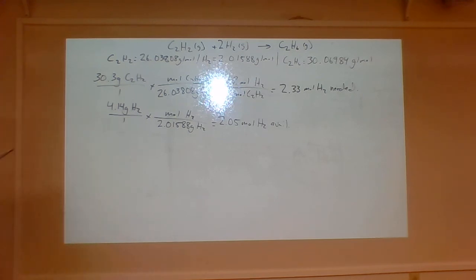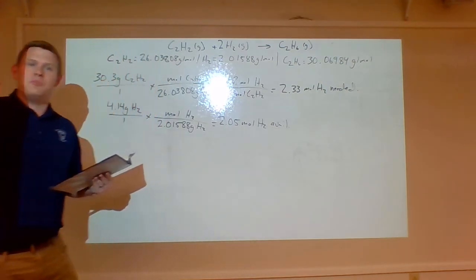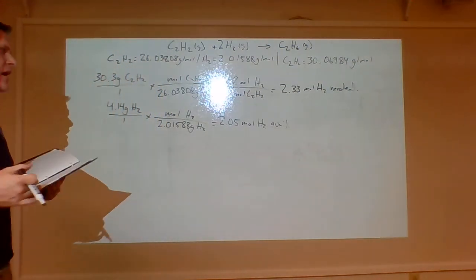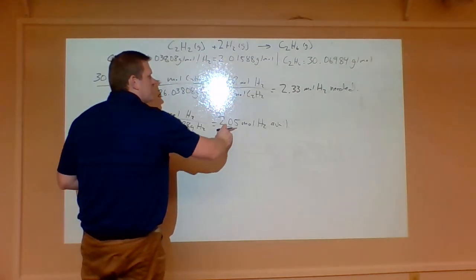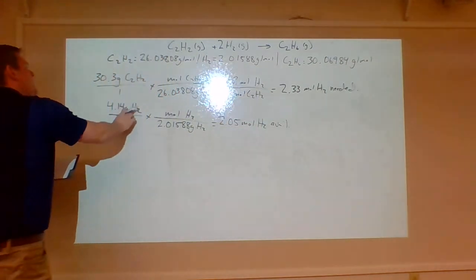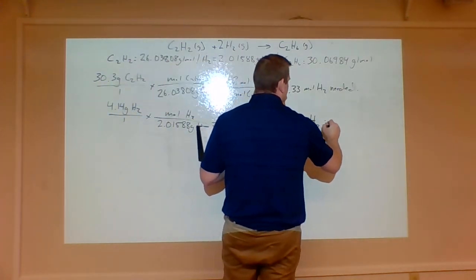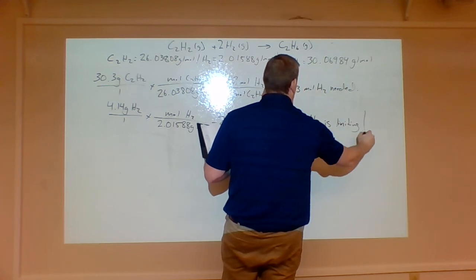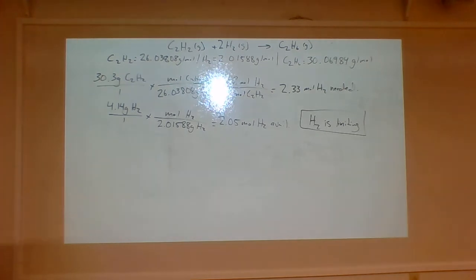Okay, so we now have both of these quantities in moles of H2. So it's moles of the same thing. So now we're able to do an apples to apples comparison to see which one is in excess and which one is limiting. So here we can see, since this 2.05 is smaller than 2.33, that means that H2 is limiting. So that's the first part of the problem, that H2 is limiting.